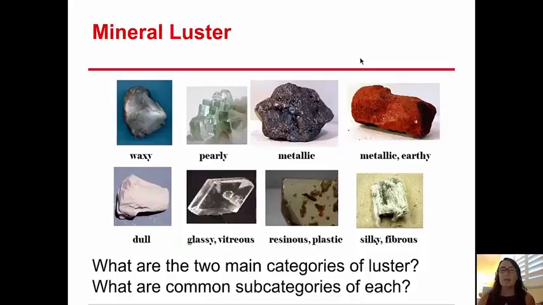When we're trying to identify a mineral, we move on to things like the mineral luster. Mineral luster is the way the mineral surface reflects light. And there are 2 main categories of mineral lusters. They are metallic and non-metallic. Within the non-metallic category, we break it down into waxy, pearly, earthy, glassy or vitreous, dull, resinous or plastic, silky or fibrous. So you should be able to use the pictures shown on this page to help you identify the different mineral lusters.